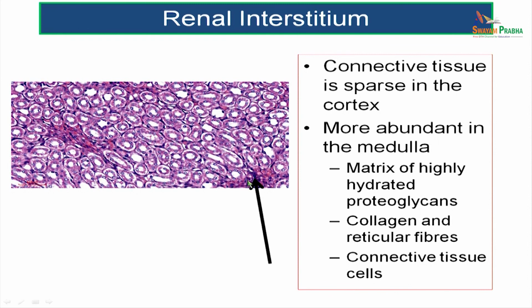Finally, there is the renal interstitium. What is renal interstitium? It is the connective tissue in the kidney. The connective tissue is sparse in the cortex, but it is more abundant in the medulla as compared to cortex. This is the renal interstitium which you see. It is composed of a matrix of highly hydrated proteoglycans, collagen and reticular fibers and connective tissue cells.